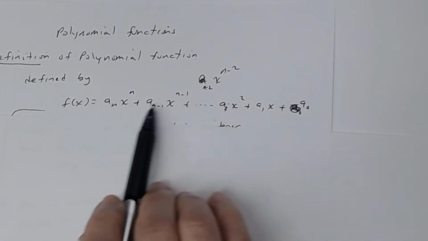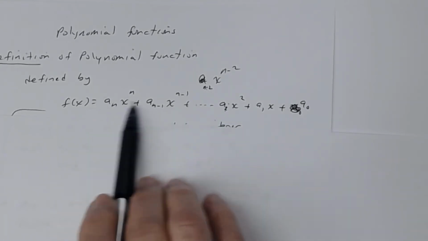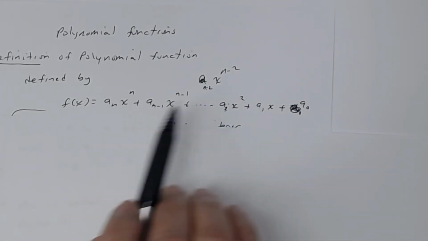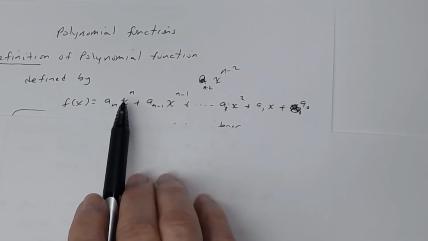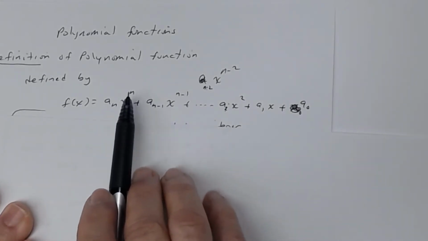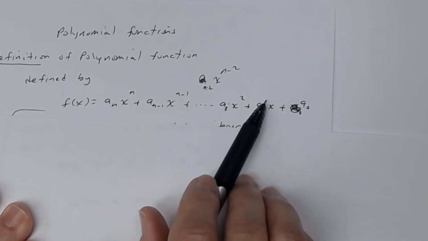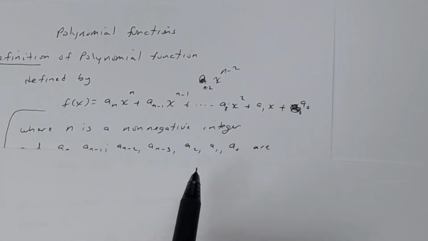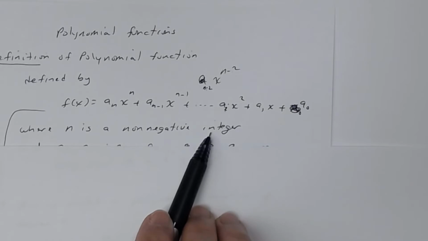All right, so it is complicated to look at, but don't let it throw you off. Now, in order for it to be polynomial, your exponents have to be non-negative integers.